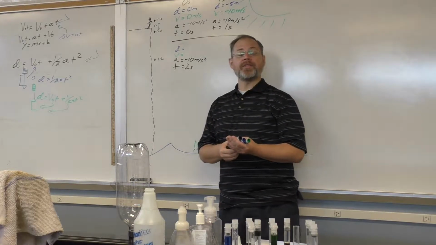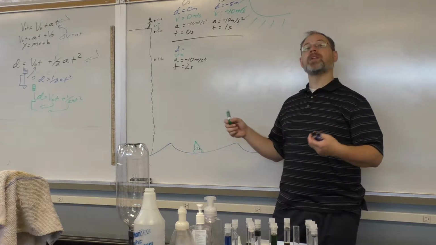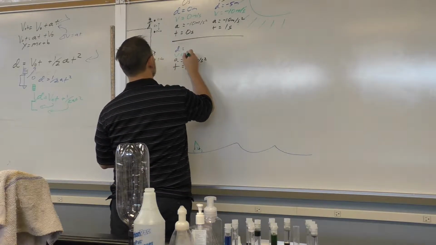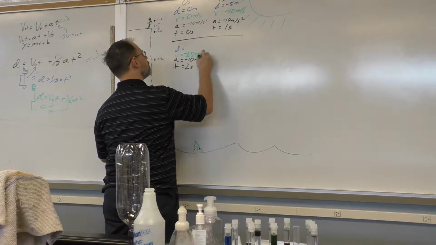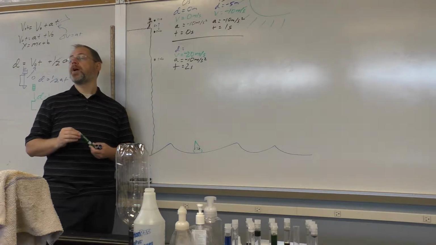All right, so velocity. It's had 2 seconds to fall. What is its velocity after 2 seconds? Negative 20 meters per second. Good. It's going negative 20 meters per second after 2 seconds. And how far has it fallen?